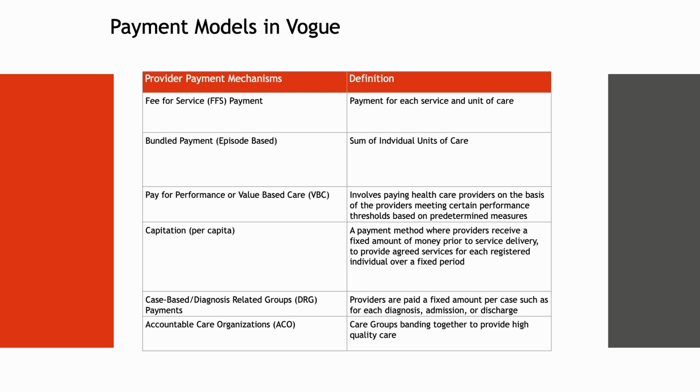The second is bundled payment or episode-based. Here, the payment is for the sum of individual units of care, not isolated, which means that the focus here is on the entire episode of care instead of individual isolated encounters. And as the idea of value-based care is gaining traction, bundled payment is slowly becoming popular. We will examine a case study to demonstrate this towards the end of this section.